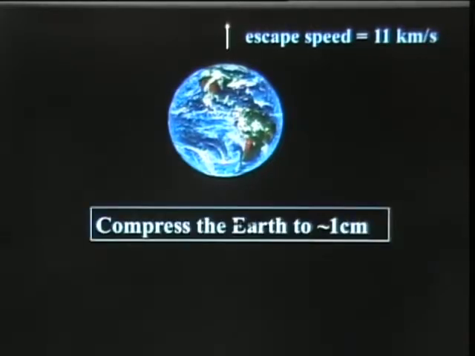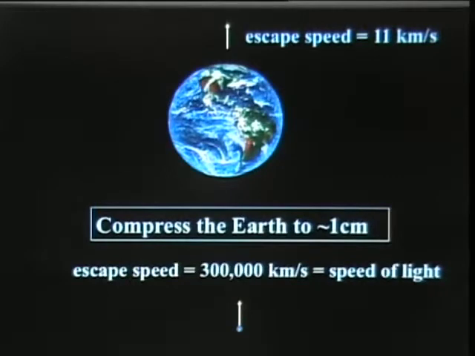So consider the Earth. We all know that the escape speed from the Earth is 11 kilometers per second. So we need to exceed that speed in order to launch an object to an orbit far away from the Earth. Now suppose we compress the Earth to a scale of 1 centimeter, this large. When we do that, the escape speed will increase to 300,000 kilometers per second, the speed of light. At that point, we would make a black hole. So compressing the Earth to a scale smaller than a centimeter is equivalent to making a black hole out of the Earth.